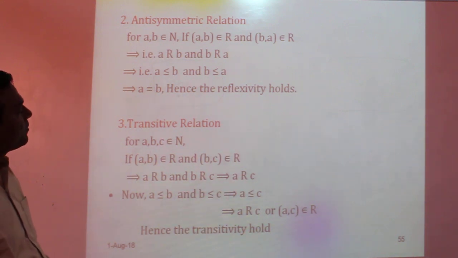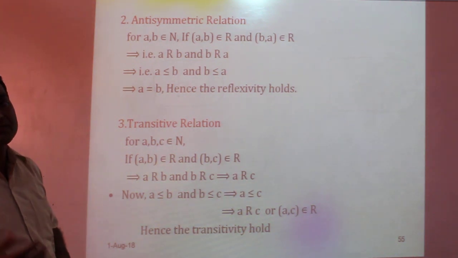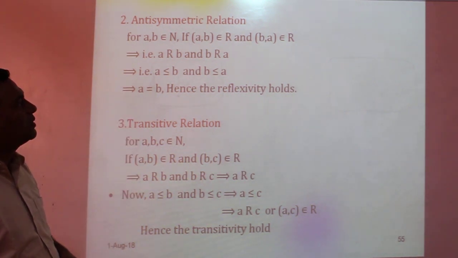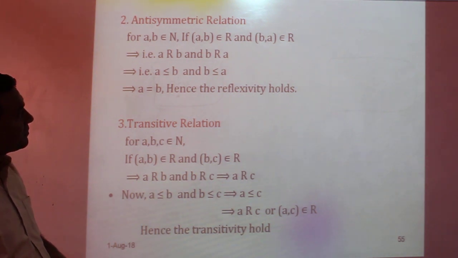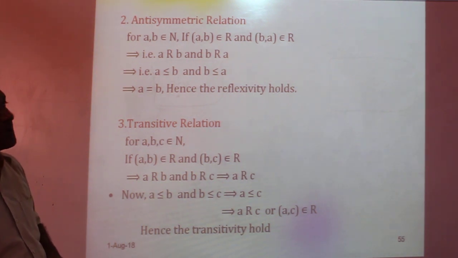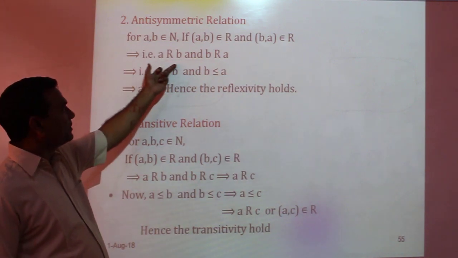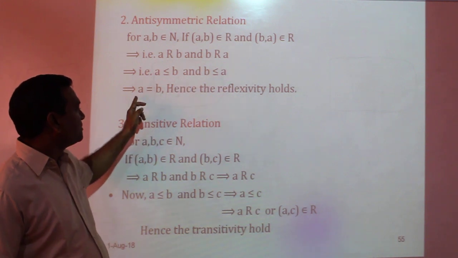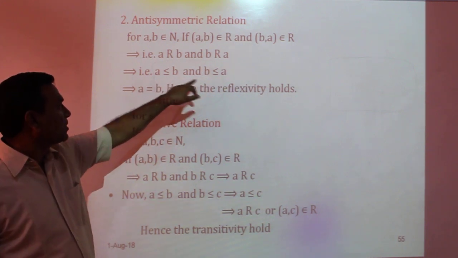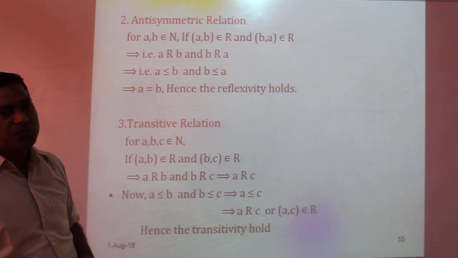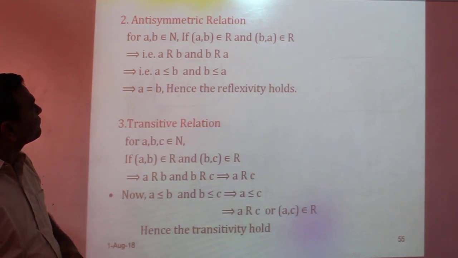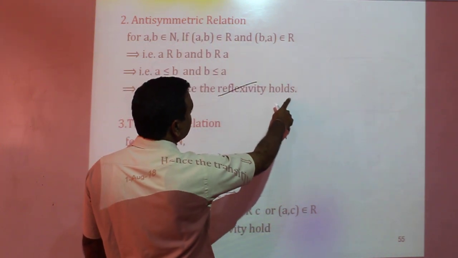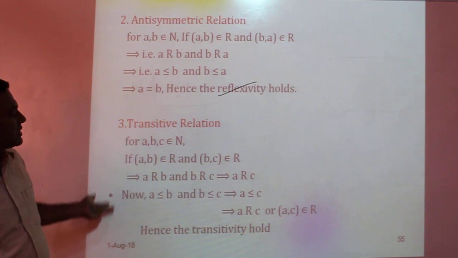The second property is the anti-symmetric relation. We will check whether it is anti-symmetric or not. For a, b belonging to N, if (a, b) belongs to R and (b, a) belongs to R, then we can say a R b and b R a. That is to say, a is less than or equal to b and b is less than or equal to a. It means these two elements are equal, therefore a equals b, hence anti-symmetry holds.